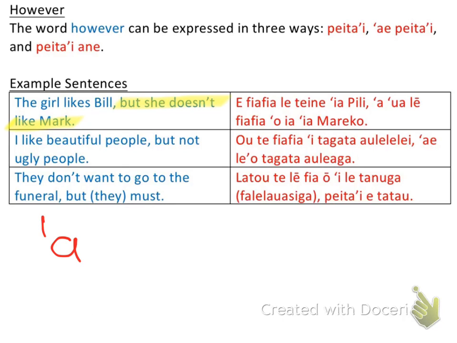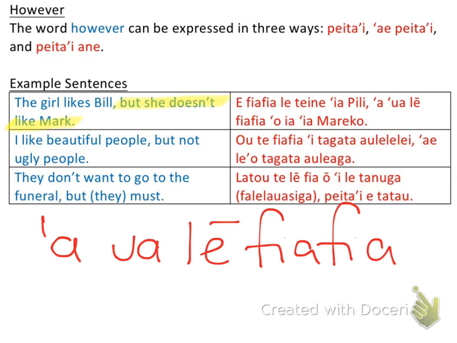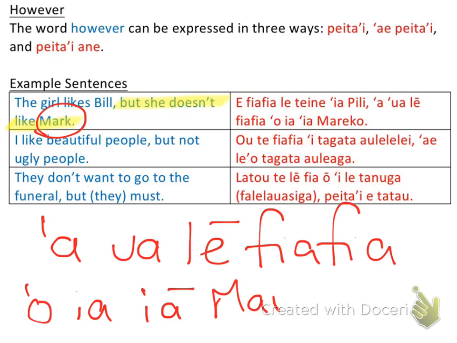So we're going to use ua, which would be totally fine, or you could use the habitual tense marker a, either one. And I'm just going to use ua. Ua le fia fia, okay? That is our verb. And the one doing the action is she again. So we're going to say ua le fia fia o ia. And then the object of the sentence is Mark. And again, I would say ya mareko. Okay? So hopefully that helps.